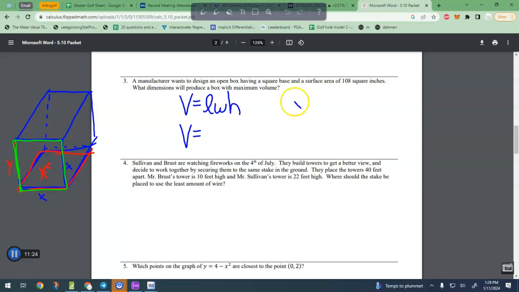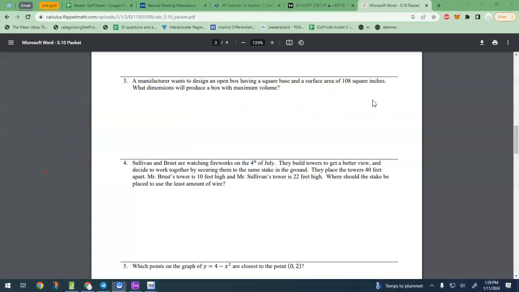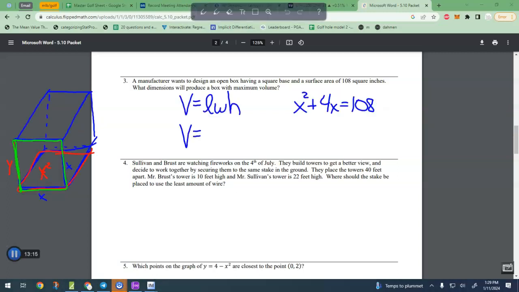So what that tells me is x squared plus 4x equals 108. Or, sorry, what did I do wrong? What am I missing? Missing a y, so it's 4xy.